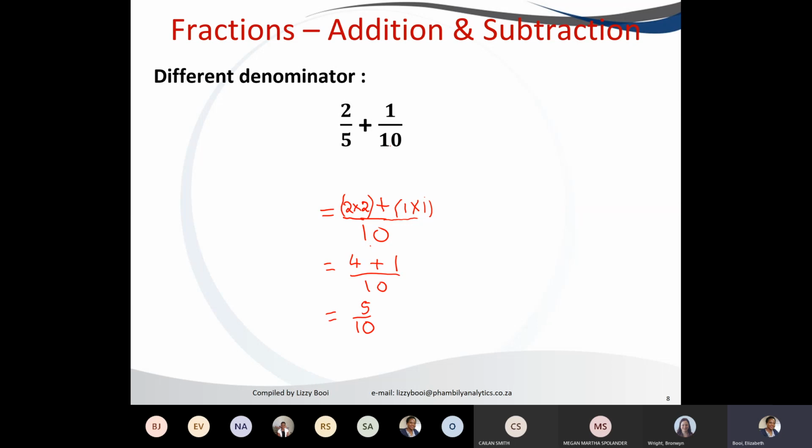But that is not the lowest form. When you work with fractions, you always have to simplify them to their lowest form. What do I mean? I know that 5 can go into 10 and 5 can go into 5. So therefore, I can simplify this even further. Therefore, 5 goes how many times into 5? 5 goes 1 time into 5, and it goes 2 times into 10. And the answer will be 1 over 2. And that will be my simplified form of the fraction 2 over 5 plus 1 over 10.